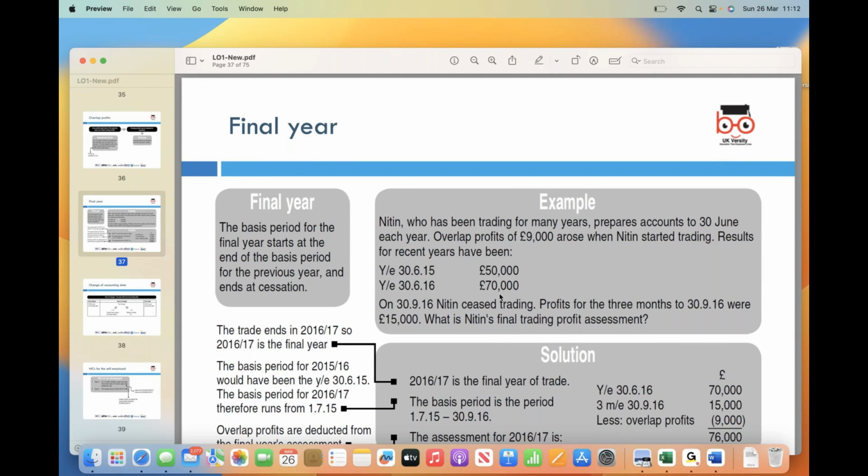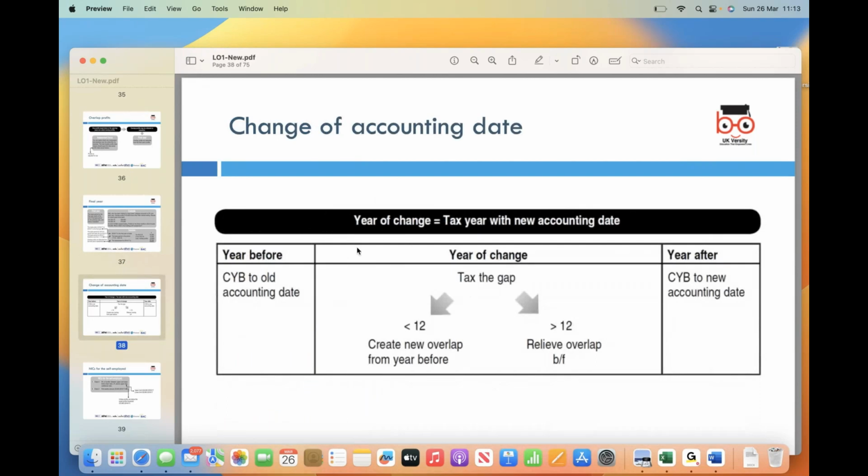On 30th of September 2016, Nitin ceased trading. Profit for the 3 months to 30th of September was 15,000 pounds. What is Nitin's final trading profit assessment? So here you can see that the assessment for 2016-17 is gone.